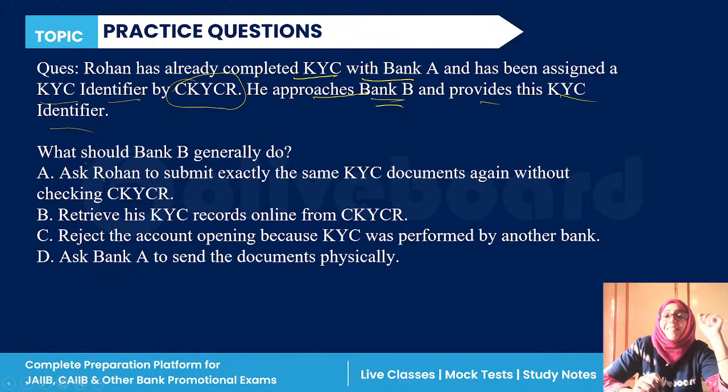Ask Rohan to submit exactly the same KYC document again without checking the Central KYC Record Registry. Retrieve his KYC record online from CKYC CR. Reject the account opening because KYC was performed by another bank, ask bank A to send the documents physically. Everyone, tell me the correct answer.